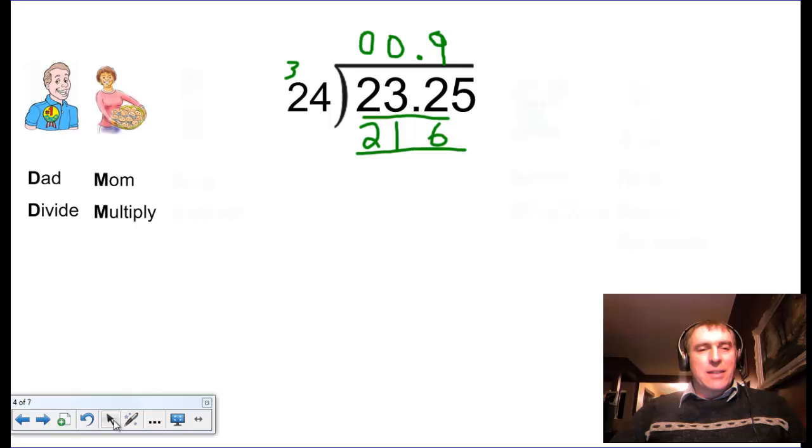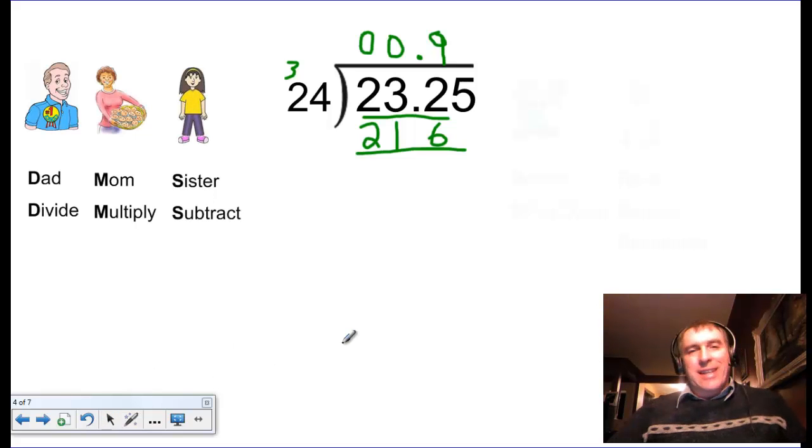What is the next step? Well, Sister tells us that we have to subtract. So we subtract, and we get 16. And notice our remainder here is less than our divisor, so we can go on.